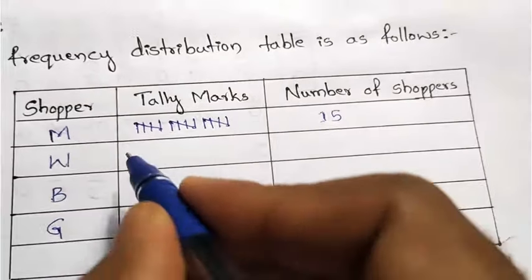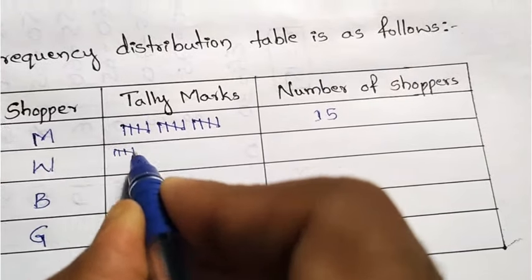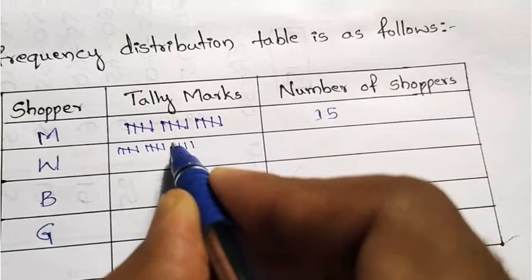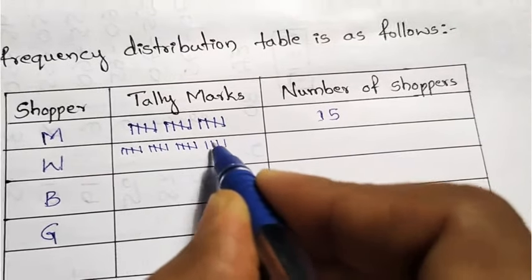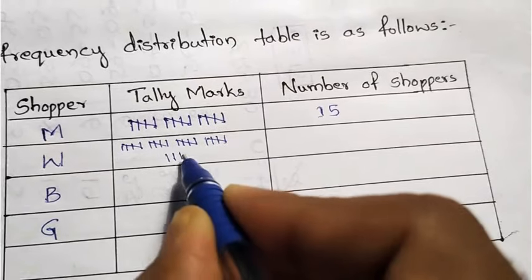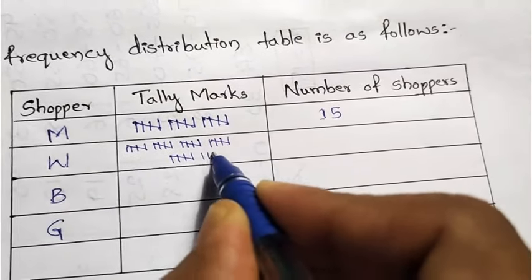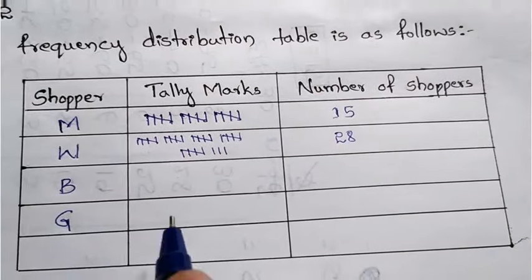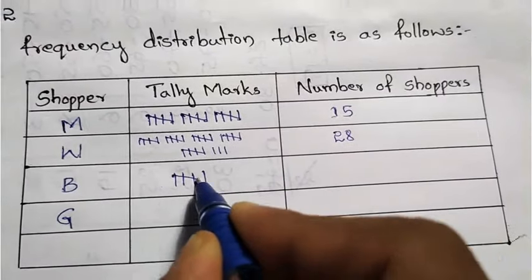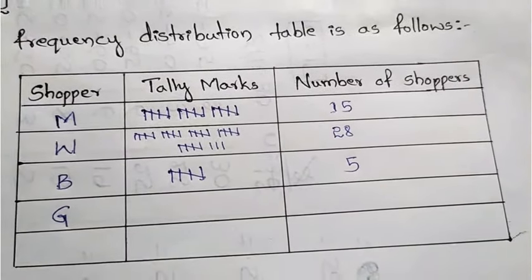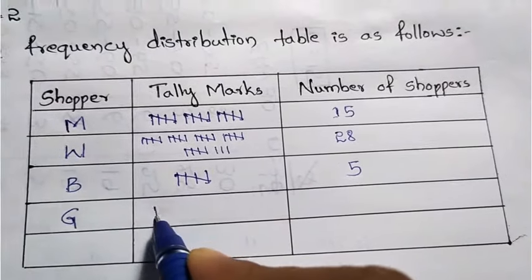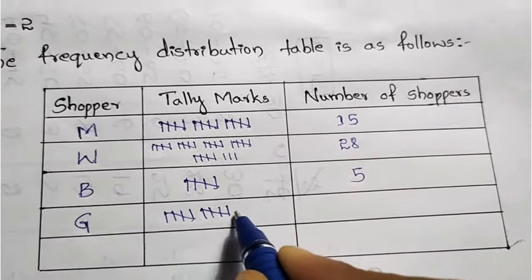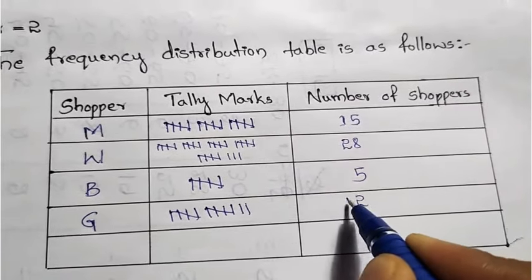Tally marks start: 1, 2, 3, up to 28. So 28 women came. And if you count the boys, they will be 5: 1, 2, 3, 4, 5. And girls, if you count, they will be 12: 1, 2, 3, up to 12.